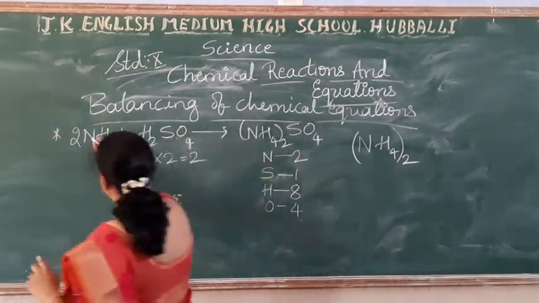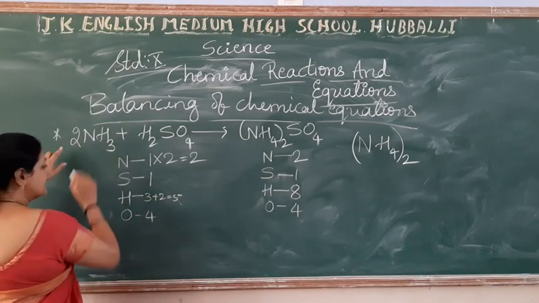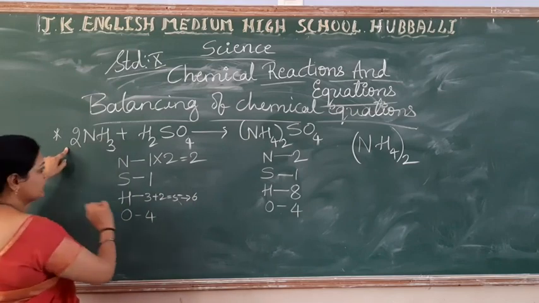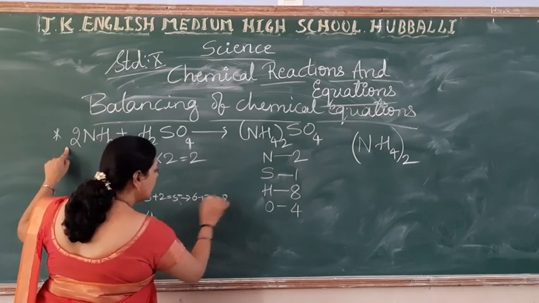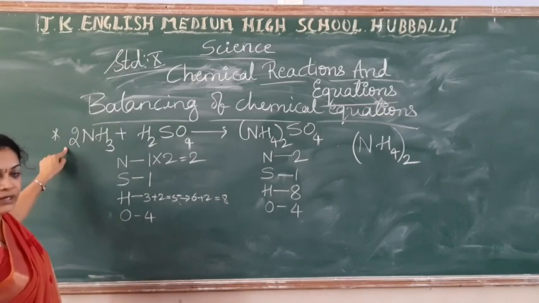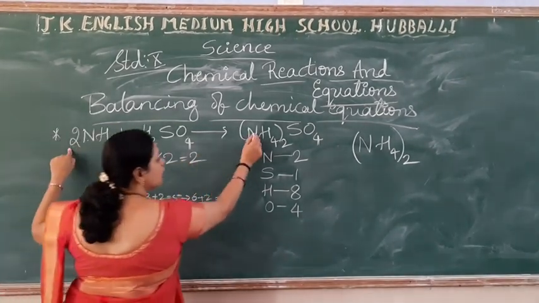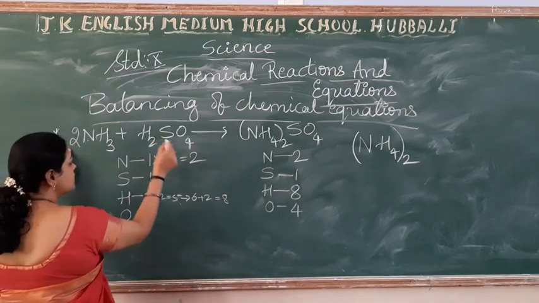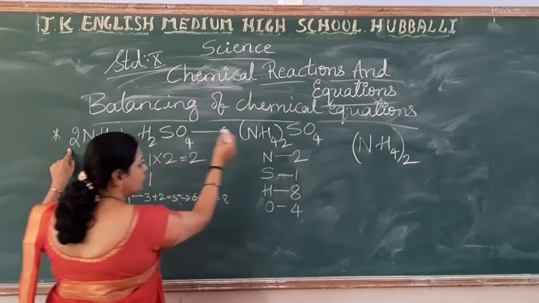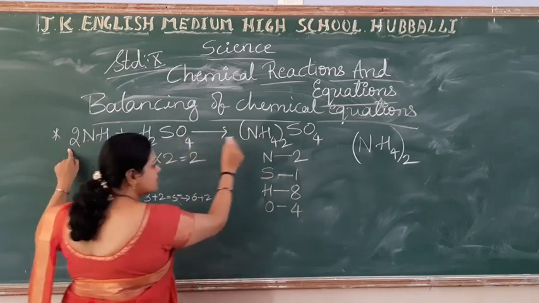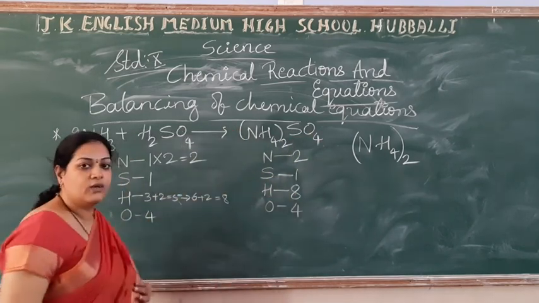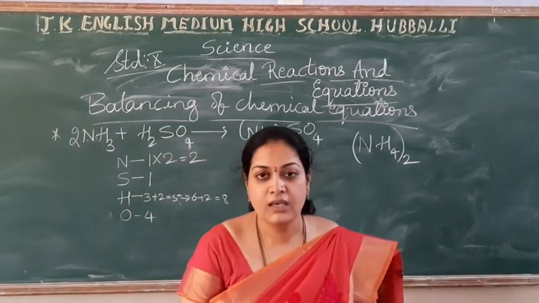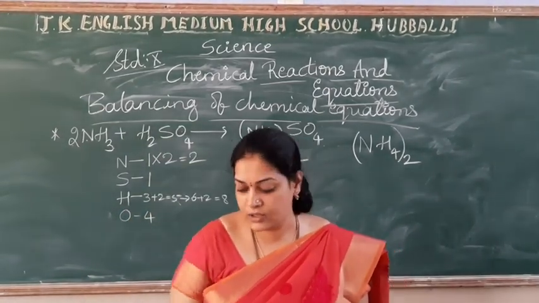So 2 nitrogen, 3 2s are 6 hydrogen plus 2, so total 8 hydrogen it has become. So 2 nitrogen, 4 2s are 8 hydrogen, 3 2s are 6 plus 2, 8 hydrogen, 1 sulfur, 4 oxygen. The equation is balanced. Hope you are understanding students? Yes. Shall we try the next one?